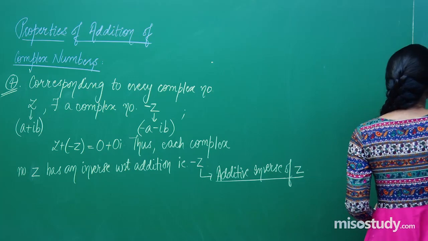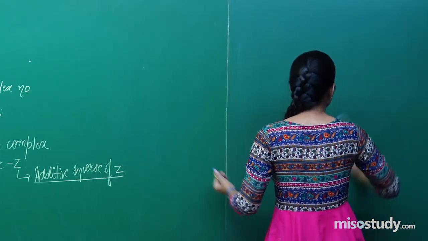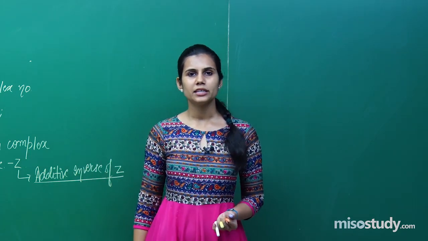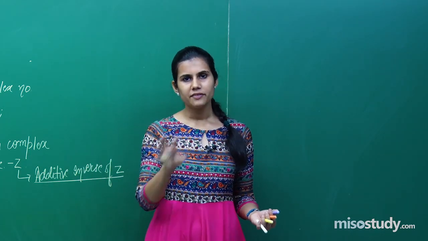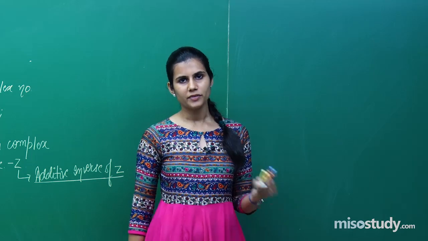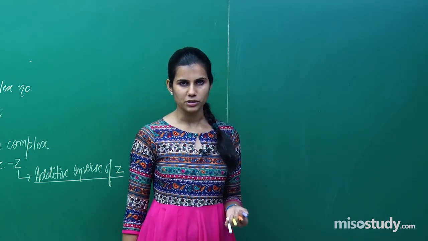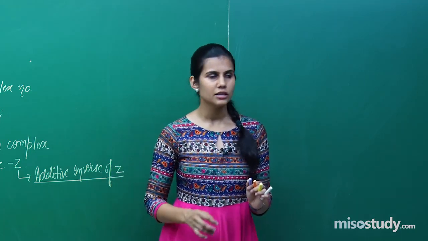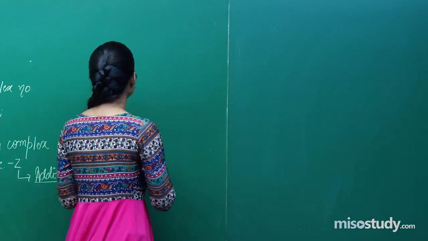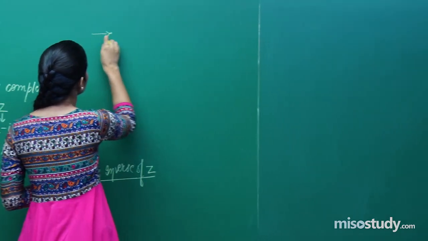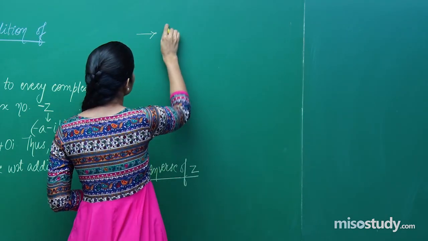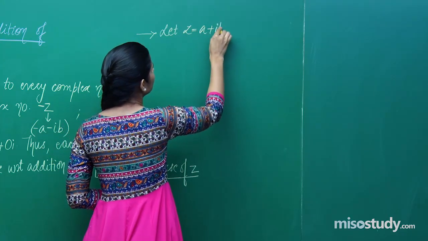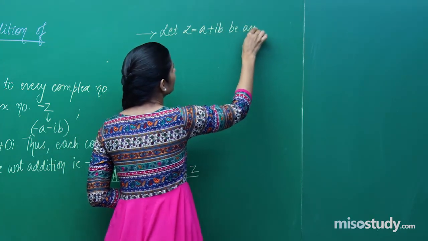We have understood that when z was added with minus z in our examples, then we were getting 0 plus 0 iota. But there were just 3 complex numbers written, and they were behaving in a way that when they were added with the negative of that complex number, it was giving you 0 plus 0 iota. But is that true generally for every complex number or not? We need to generally prove this. So, let me just begin the proof with the very storyline. I am saying let z equal to a plus iota b be any complex number.